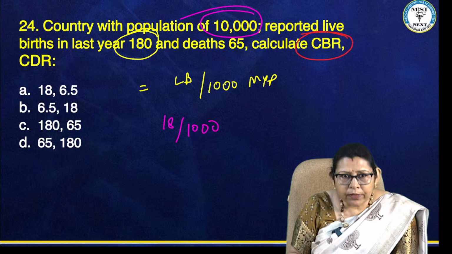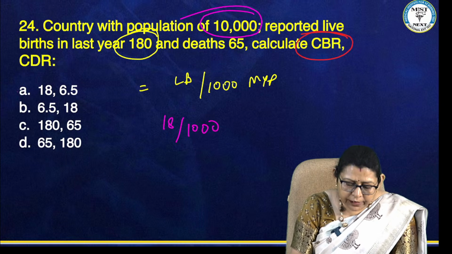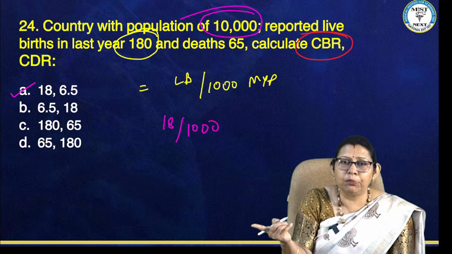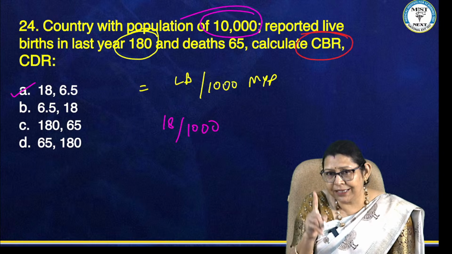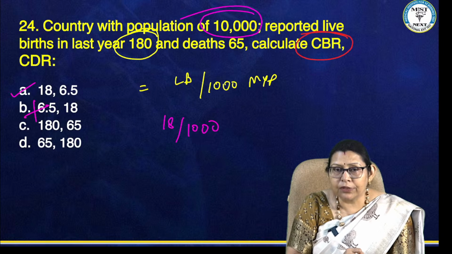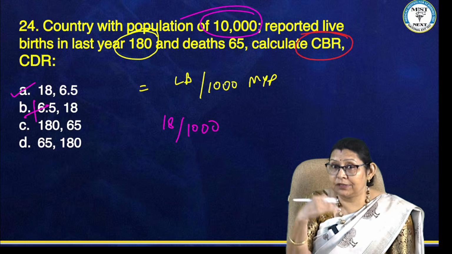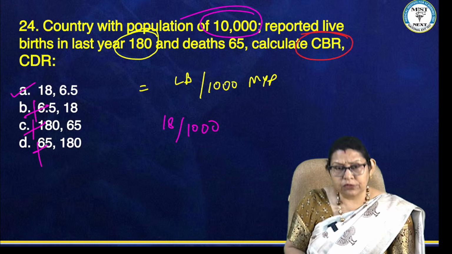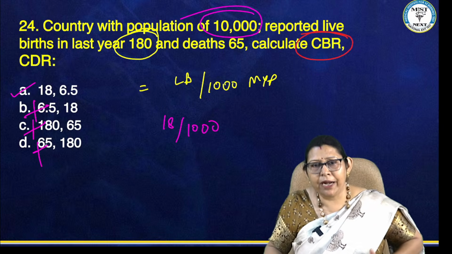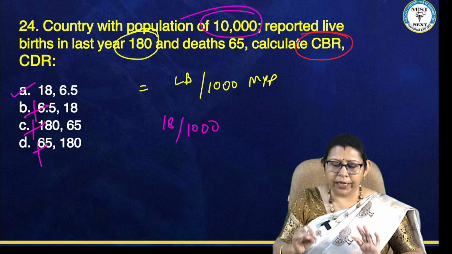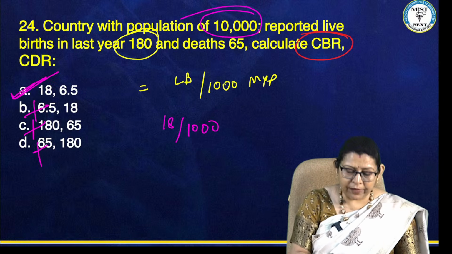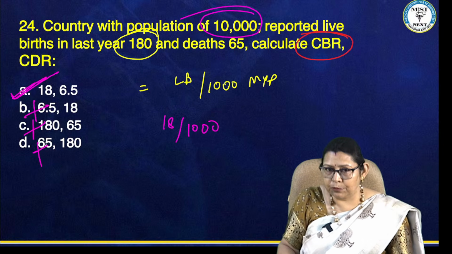अब यहाँ पे see 18, this could be the answer. 6.5, the first is जिस order में पूछा जाए, you have to answer in that order. First they asked birth rate, so again this is not the correct answer. 180 is not, because birth rate is per 1000 population, so this is out. 65 is also not there. So even if I don't calculate my death rate, my answer is already done, and that is option A. It is 18 and 6.5.